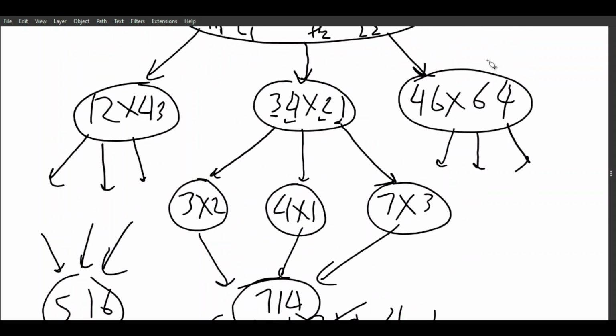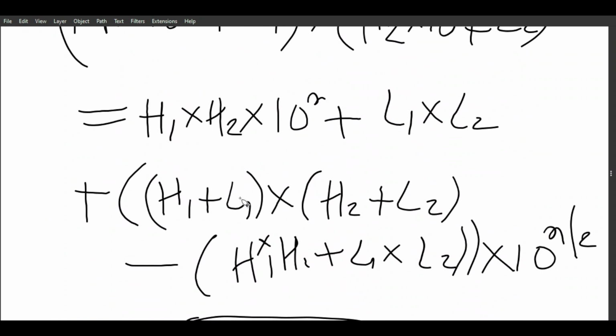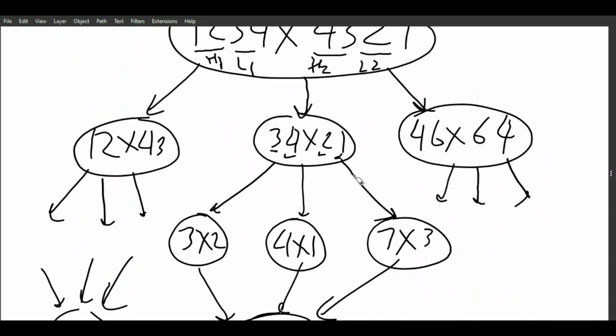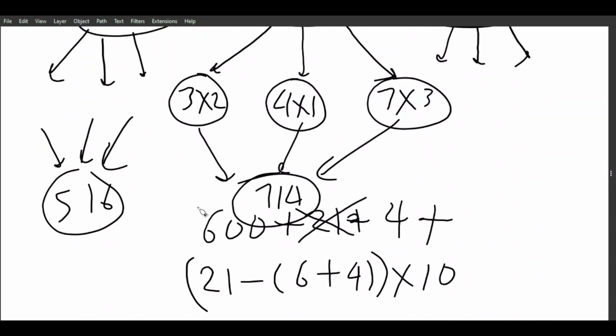So here this third subproblem, if we expand, you will see it will have some extra level of nodes. Why? Because of this expression. This expression can make the problem size slightly larger than half. So you can make the complete tree. So I will just write the final result. Combine these values and get 2944.